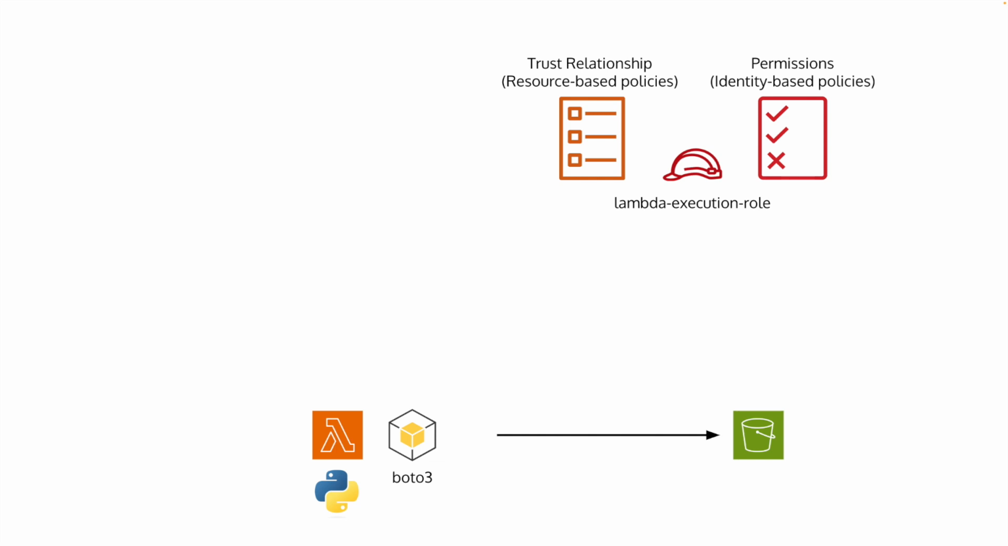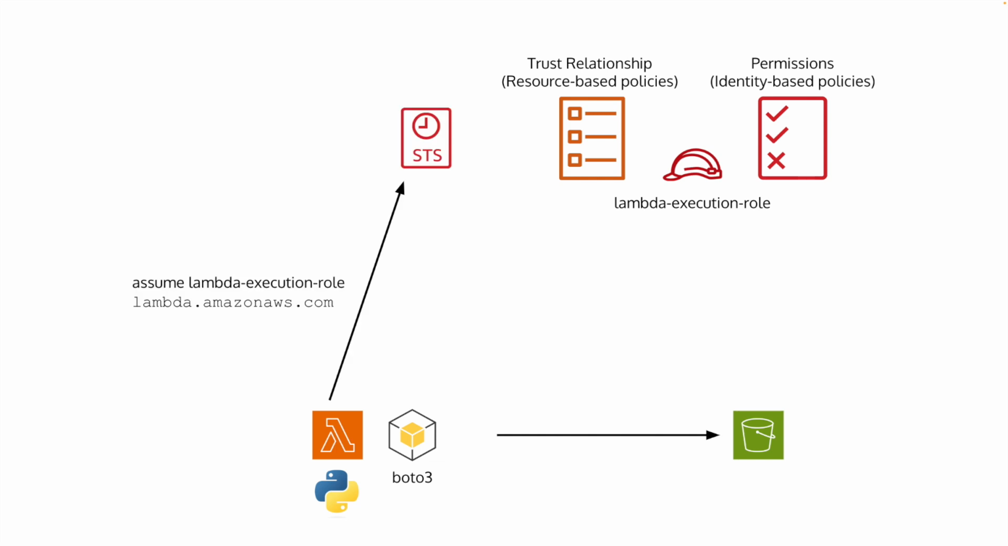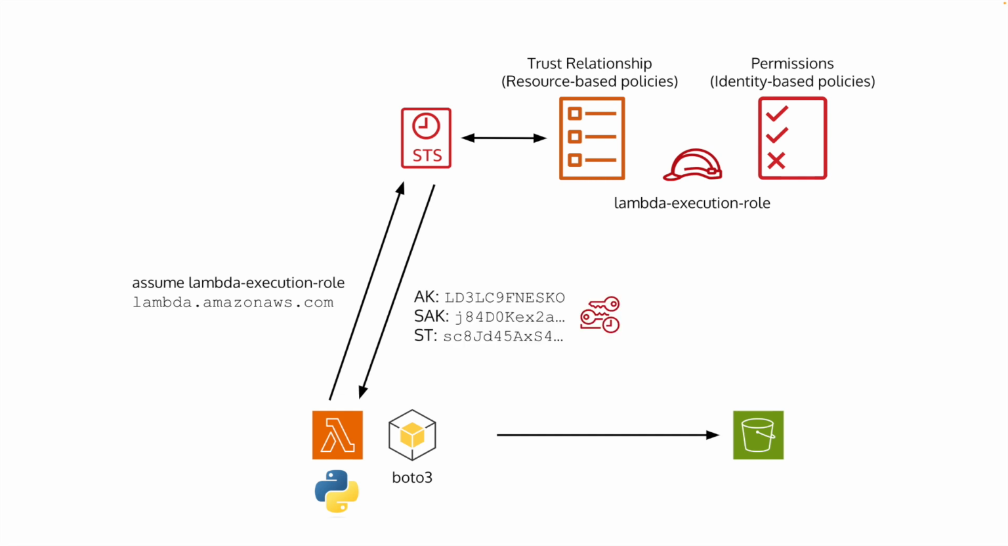When the Lambda function runs, it would call STS and provide its service principal. STS would check the trust relationship for the role to verify Lambda is defined as the principal. Since it is, STS would return back short-term credentials. Lambda will automatically configure these short-term credentials in the Boto3 SDK. Then, when the application code makes requests to AWS, it'll use the credentials for the role. And again, only the actions allowed by the permissions granted by the role will succeed.